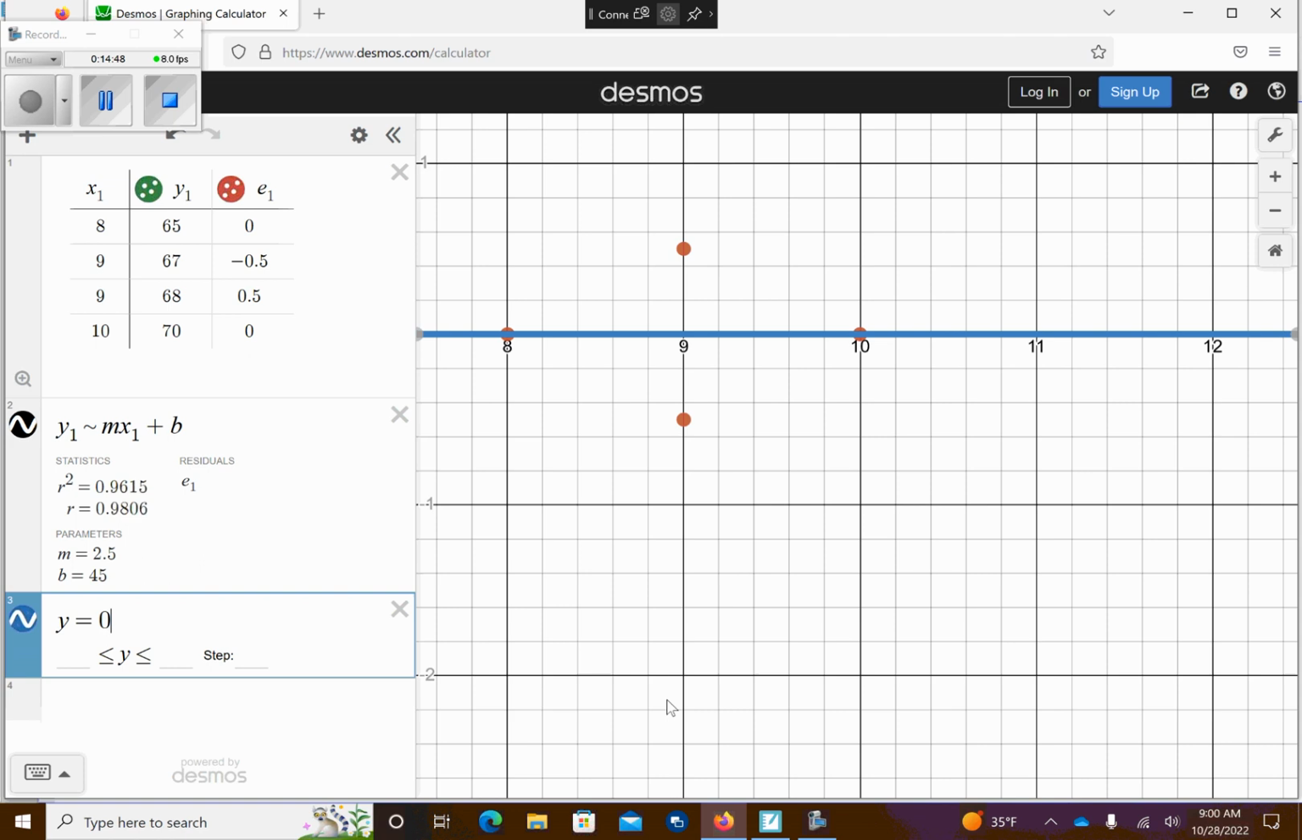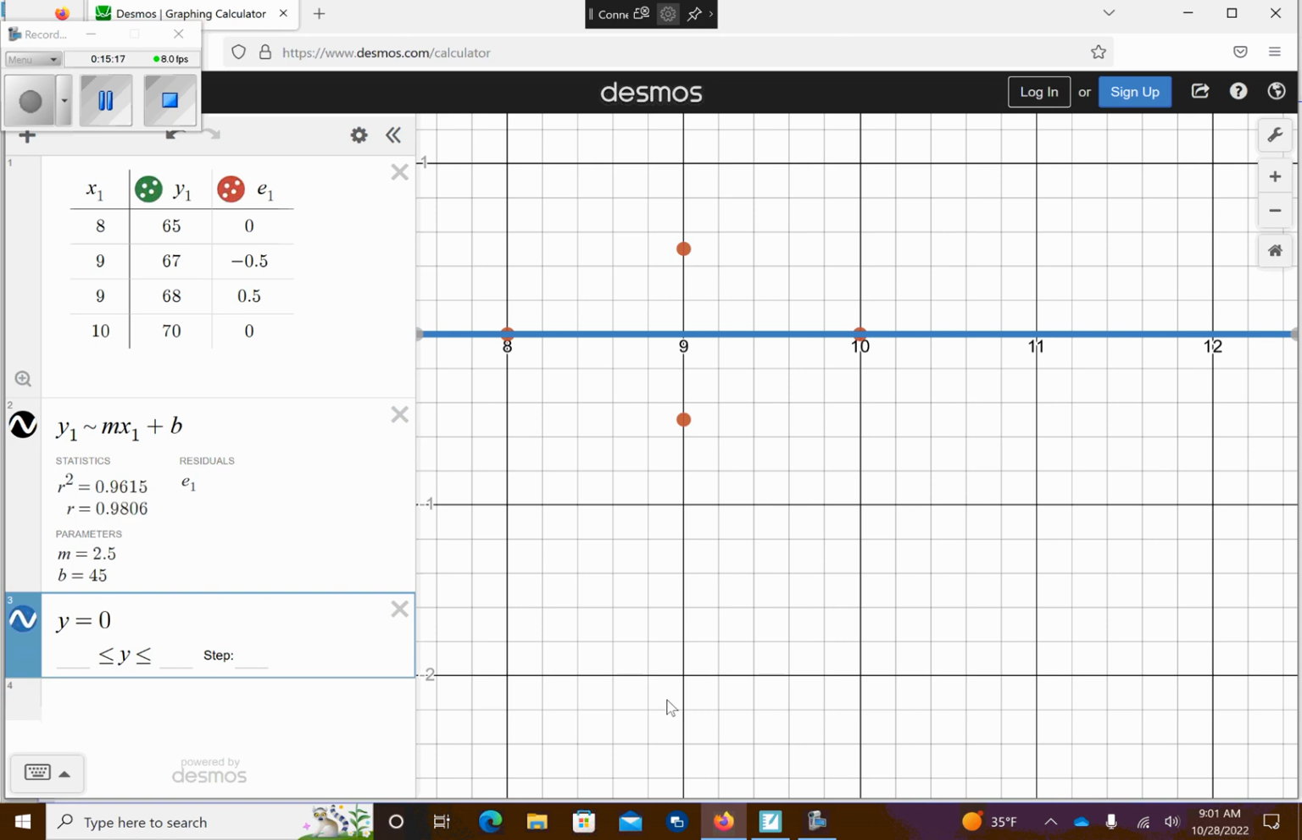Just so you can see, that dark blue line is the y-axis. So a residual plot basically just says, hey, how far above or below are we? How many points do we have that were a positive value above? 1. How many do we have below? We have 1 below. How many are right on the line of best fit? 2 of them. Okay, so that's basically what Desmos can do.